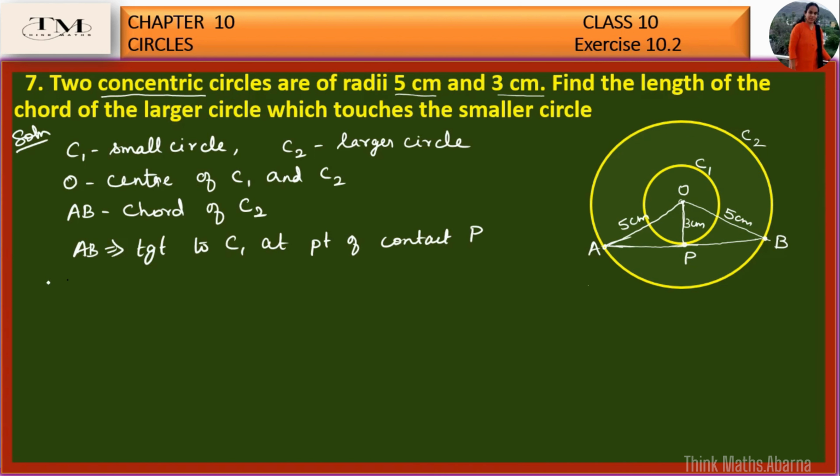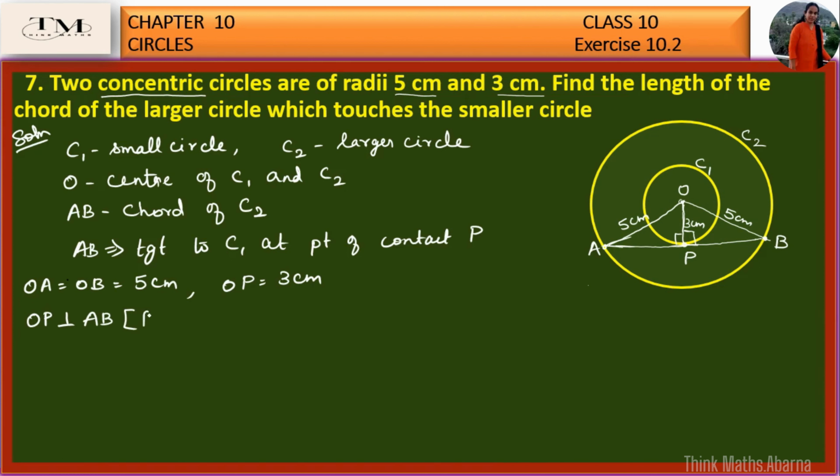The radius is given, that means OA is equal to OB is equal to 5 centimeter, and OP is equal to 3 centimeter. Now we have AB as the tangent and OP as the radius. What is the relationship between radius and tangent? Radius and tangent are perpendicular at the point of contact. That means this angle will be 90 degrees, and also this angle will be 90 degrees. Now we can write OP perpendicular to AB.